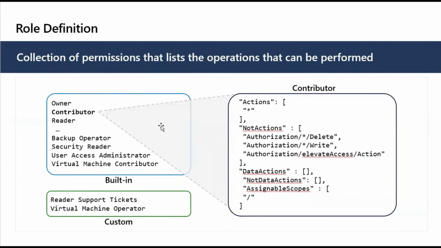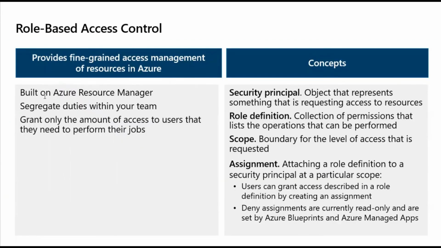So these role definition concepts: security principal, an object that represents something that is requesting access to resources. Role definition, a collection of permissions that lists the operations that can be performed. Scope, the boundary for the level of access that is requested. An assignment, attaching a role definition to a security principal at a particular scope, such that a user can be granted access described in a role definition by creating an assignment. Deny assignments are currently read-only and are set by Azure Blueprints and Azure managed apps.